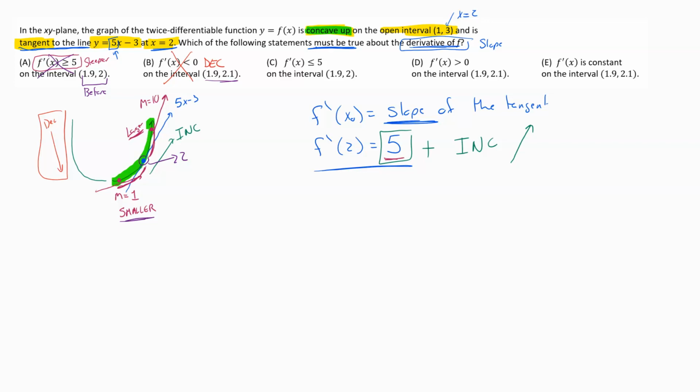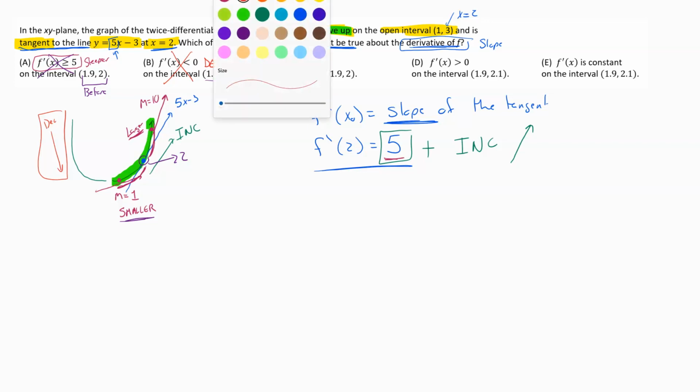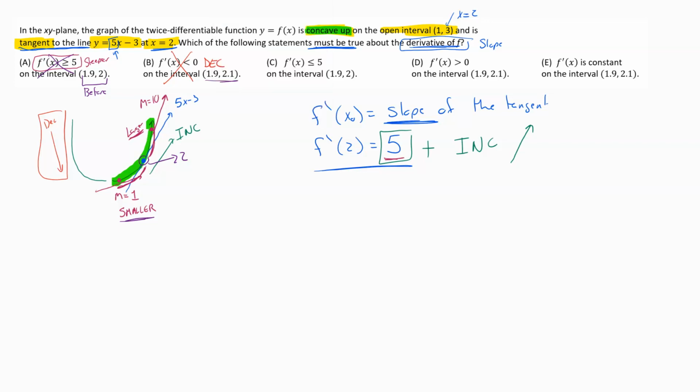Then as we go to the next one, it's saying to us, okay, the derivative of f prime is less than 5. It's flatter. It's smaller. And where is it smaller? Where is it telling us? You always got to check that. It's telling us 1.9 to 2.